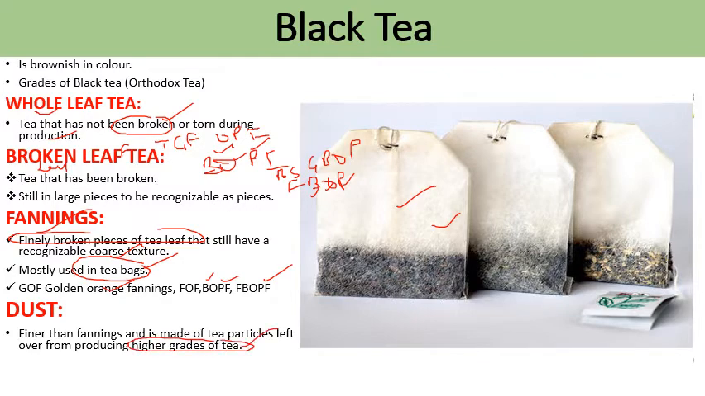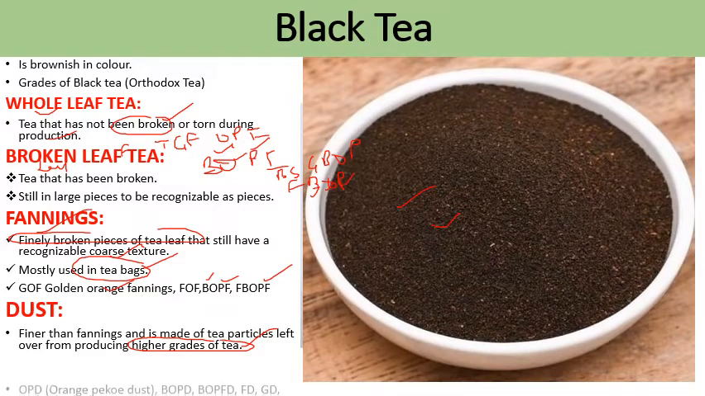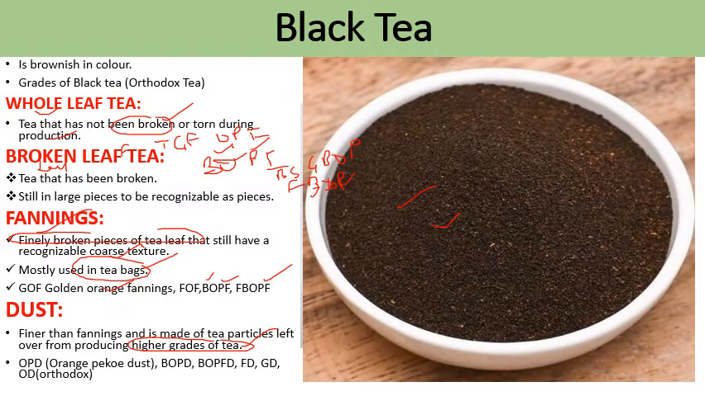तो जो high grades of tea production के बाद जो बचती है, that is known as dust. So this is the tea dust. And the terms used for tea dust, so we have OPD, that is orange pekoe dust. Then we have BOPD, that is broken orange pekoe dust.